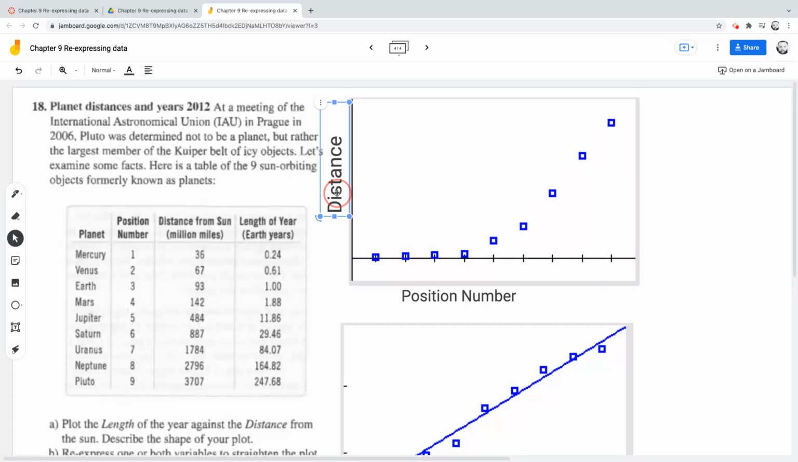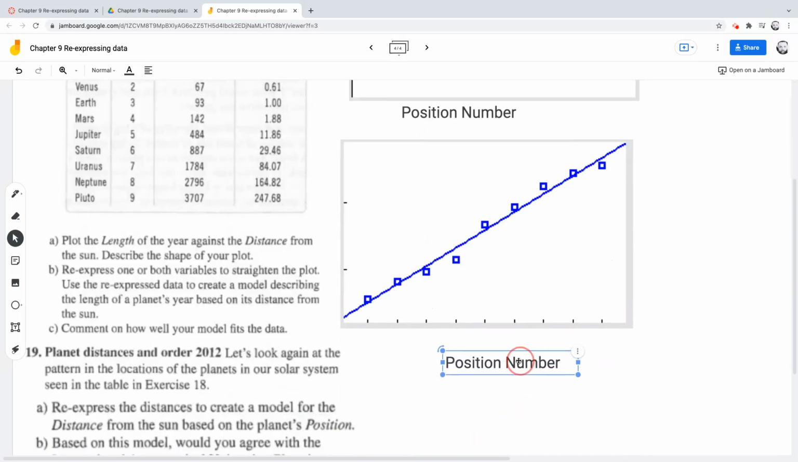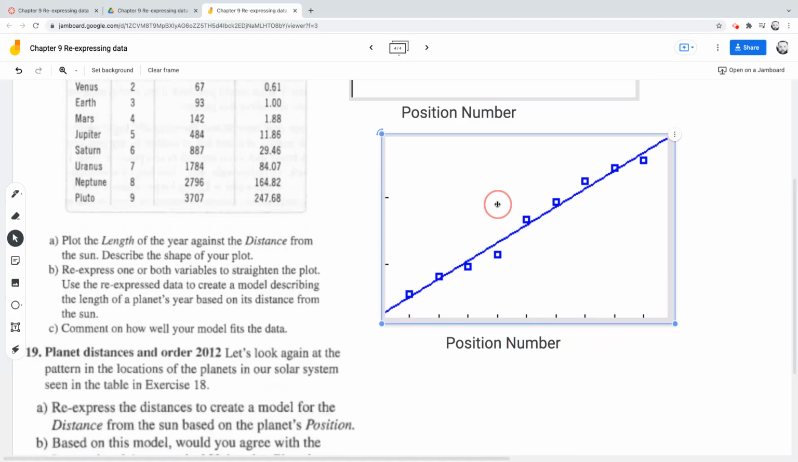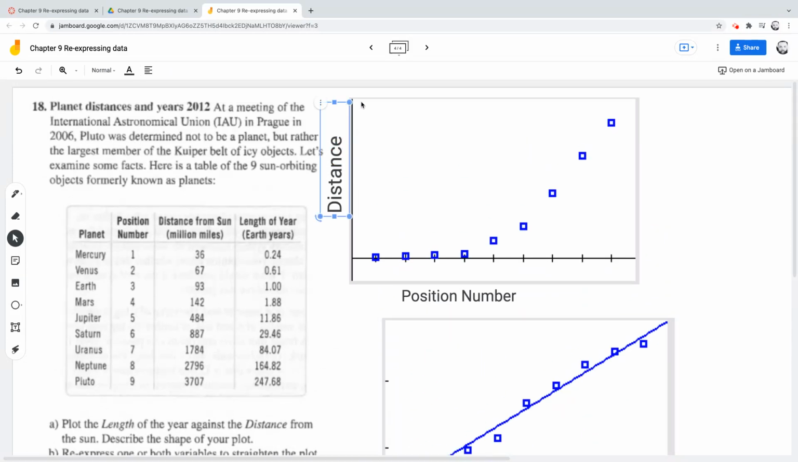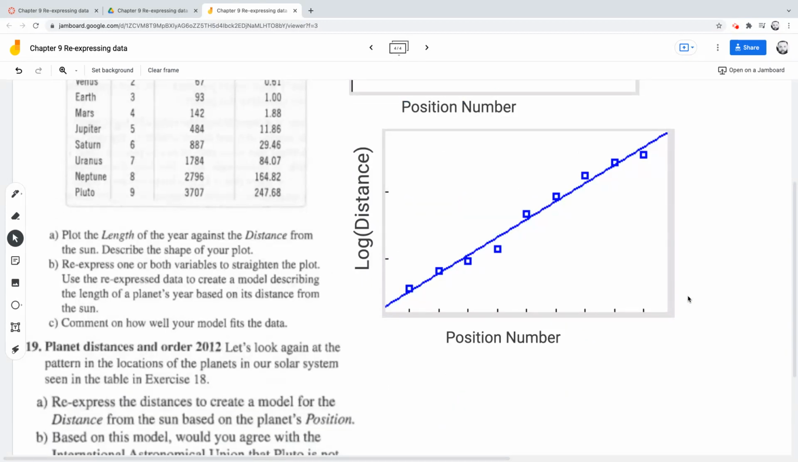Okay. And then where our re-expressed one is going to be the position number for our x-axis here. And then the only thing we did different is that we took the log of the distance. So log, which you can see is much straighter and it has a tighter fit.